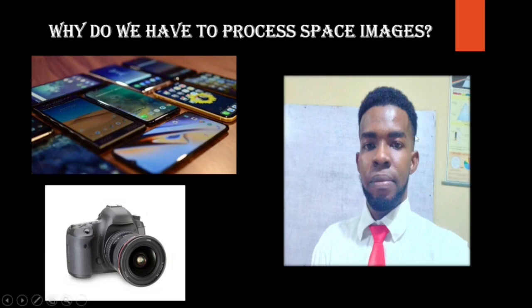So right here you can see I'm wearing a red tie, I'm wearing a white shirt, and this is my complexion, this is my hair, this is the whiteboard behind me, this is a camera. Both these two technologies can take my picture and I don't need to process it further, because these two technologies have what we call color CCDs. But the kind of camera we use to take images of space is not like this. We use a special camera called a telescope.